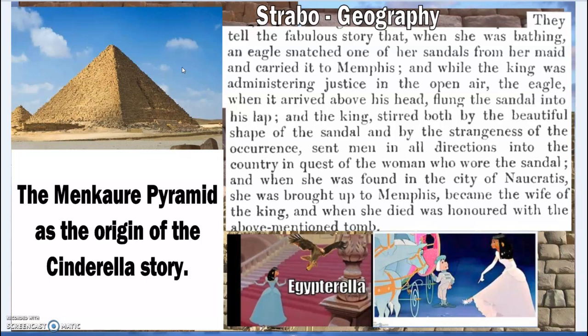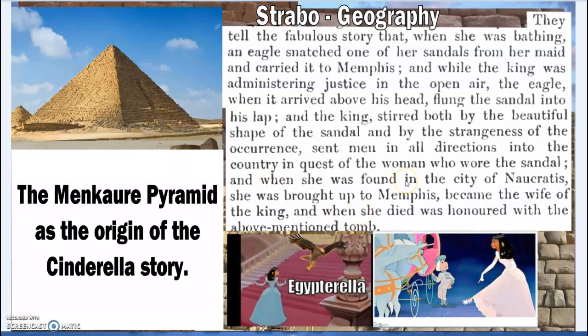The king, stirred both by the beautiful shape of the sandal and by the strangeness of its occurrence, sent men in all directions into the country in quest of the woman who wore the sandal. When she was found in the city of Naucratis, she was brought up to Memphis, became the wife of the king, and when she died was honoured with the above-mentioned tomb. So the story that Strabo was told is that this was built for the wife of the king.